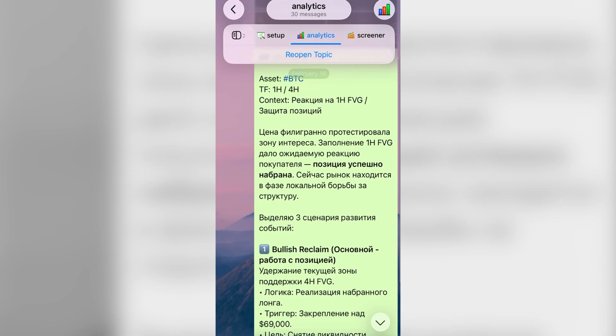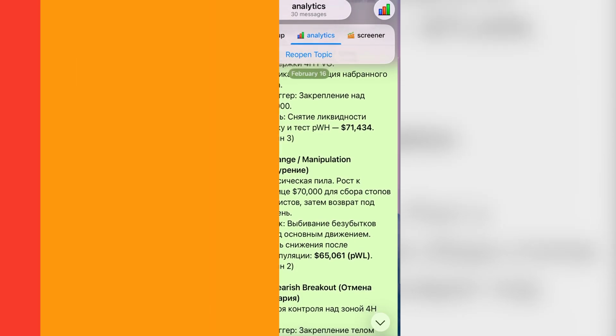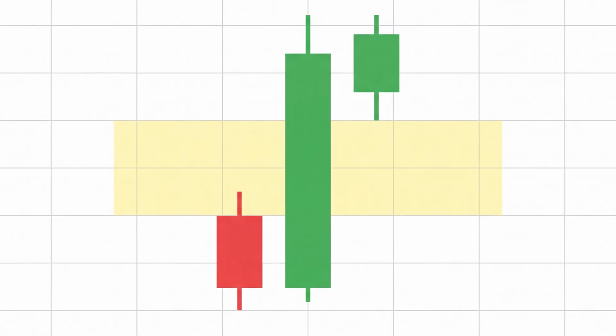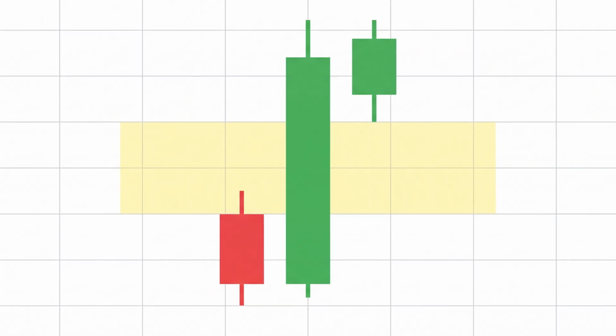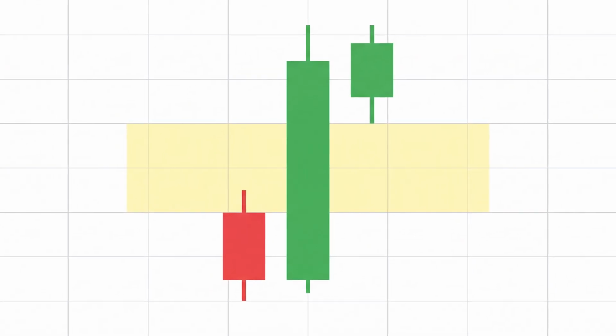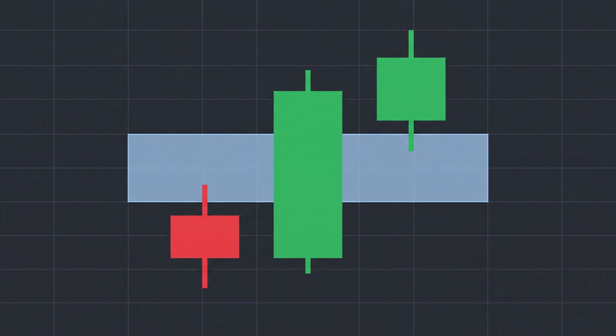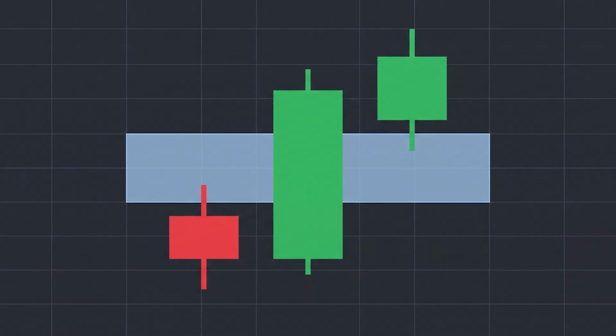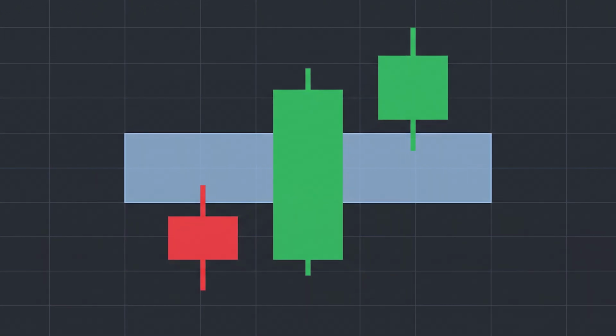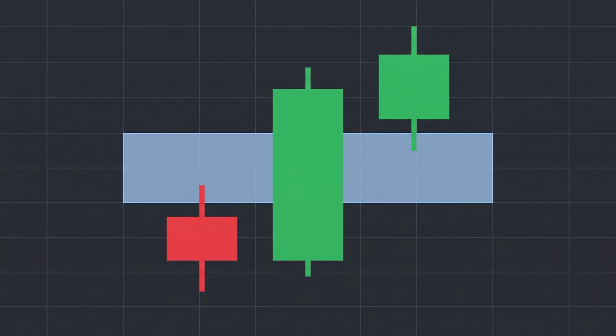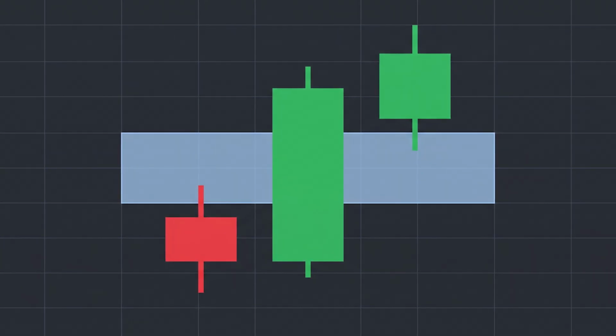Now let's get to the point. What imbalance really is. Imbalance is an empty zone between candles that appears during strong impulsive price movement. Simply put, it's a section of the chart the market passed through so quickly that no proper exchange occurred between buyers and sellers. Technically, it looks quite simple. Take 3 consecutive candles. In the bullish scenario, the high of the first candle's wick doesn't touch the low of the third candle's wick. Between them remains an empty area, which price literally rushed through.